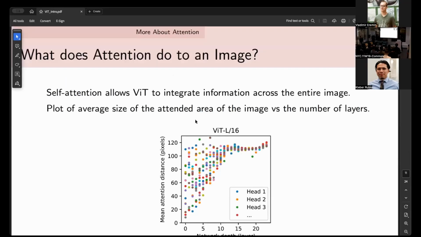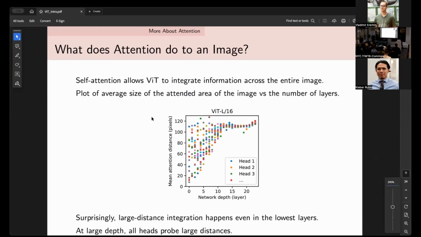This is a very nice graph from the paper. When it's building these global patches, there is an integration of information across the entire image happening. You might think that you need to pass through several layers of transformer encoder to make this effective, but it turns out that's not the case. It's a very weird thing. This plot shows the average size of the attended area, the size of whatever the correlation is happening over the patches, as a function of the number of layers.